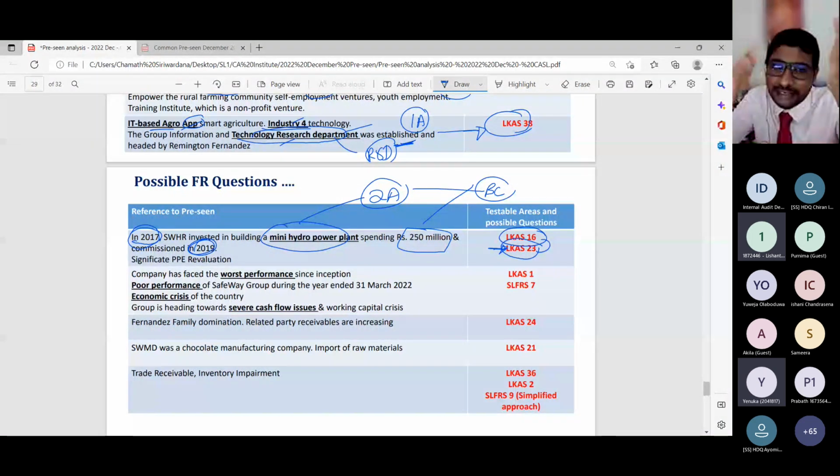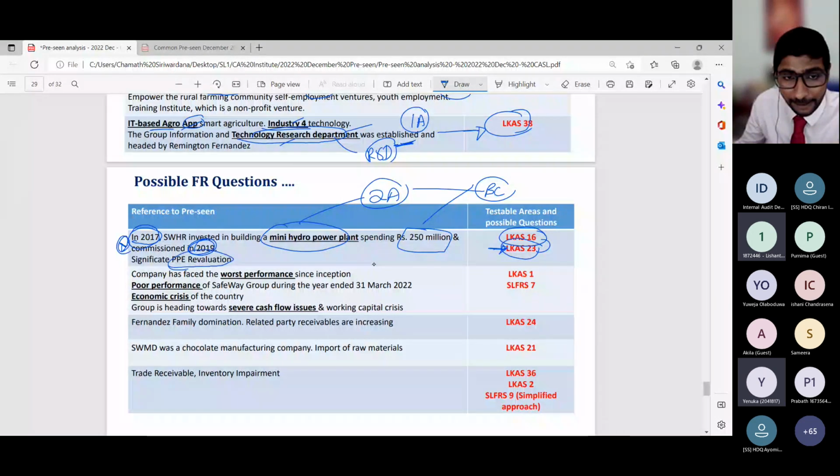Let's say LKS 37 might be combined with LKS 10. LKS 16 might combine with LKS 23 or LKS 36. Likewise, there might be a combination when it comes to this question. Anyway, you can say PPE revaluation is also there. So I believe there's a high chance that they will test a question from the property, plant and equipment standard in this particular paper that you are going to face.